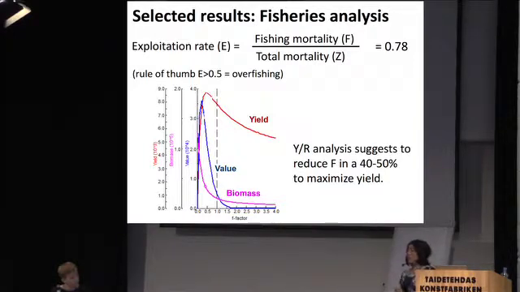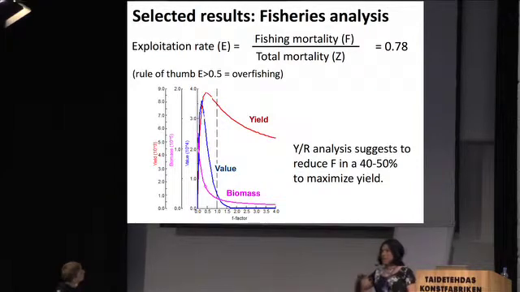So the fisheries results say that the fishing mortality in this population was 3 times larger than the natural mortality. And that returns an exploitation rate higher than the accepted reference point of 0.5, after which a population is categorized as overexploited.